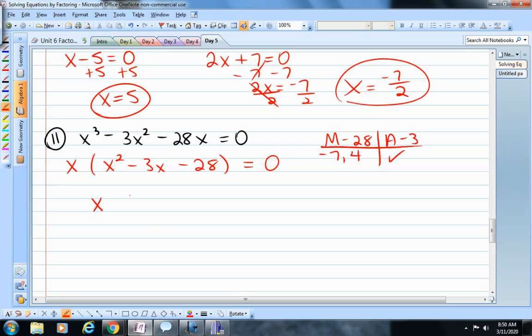Keep your GCF. If you leave off your GCF, it's not going to be correct because this one has 3 solutions. You need to include the GCF. Sorry, I left off the plus. All right, so now set all 3 factors equal to 0, even the x. If you leave off that x equals 0, it will be wrong.